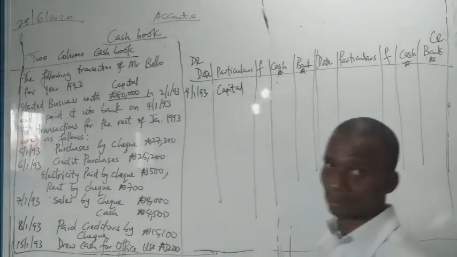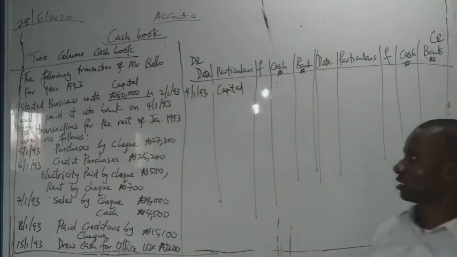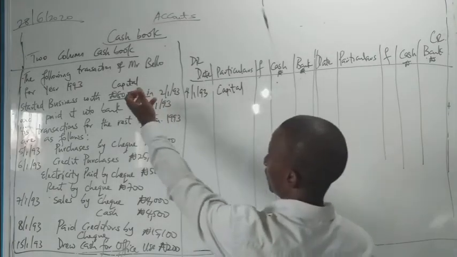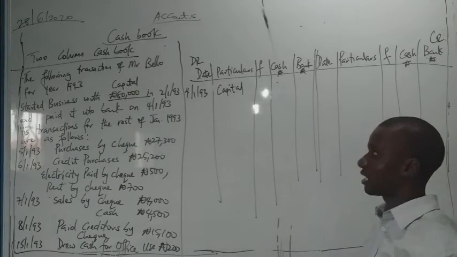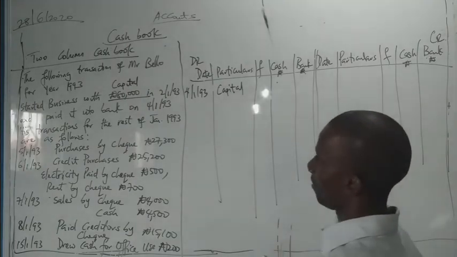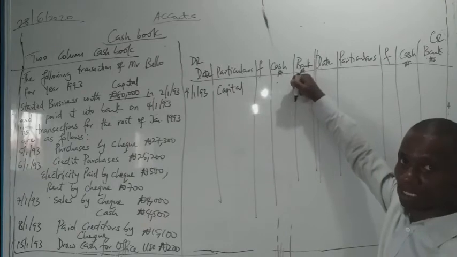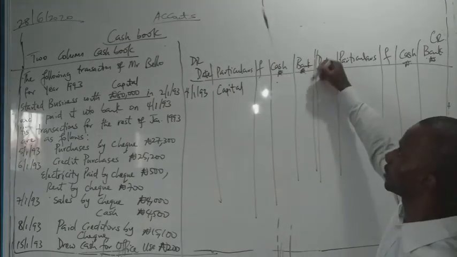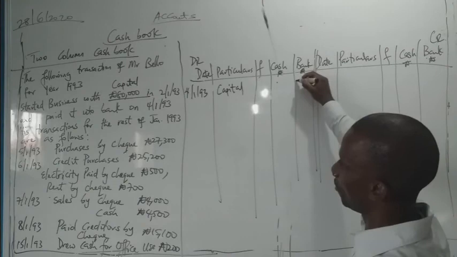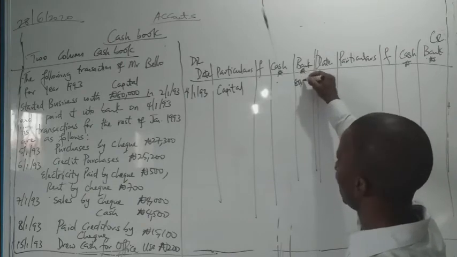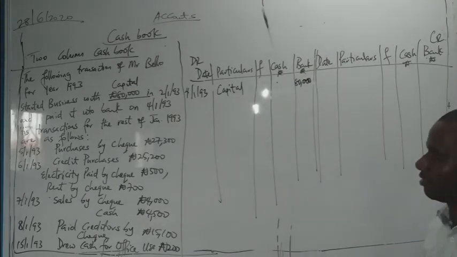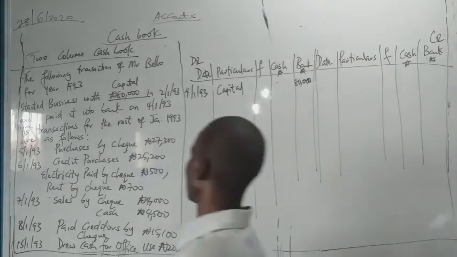And the particulars is capital, because that is the proceed of the initial money put in by Mr. Bello into the business and paid into the bank. So this is the cash column. We are not going to record it because money is not coming into the cash. It is coming into the bank, and how much? That is 80,000 naira.